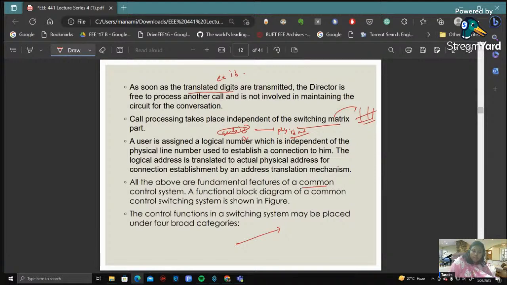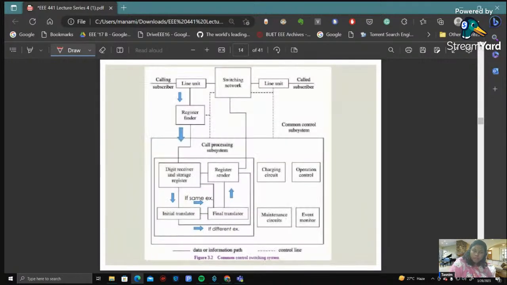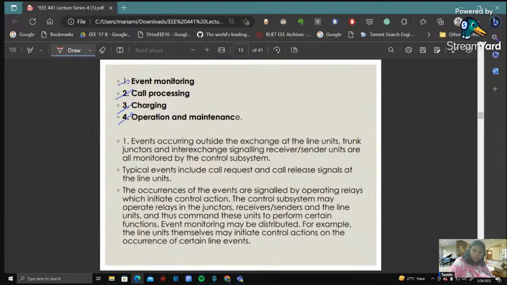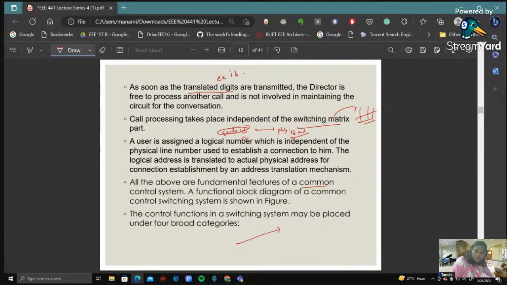A functional block diagram of a common control system is shown in the figure. So this is the common control system. In summary, we will study it later. The control functions in a switching system may be placed under four broad categories. We will study the control functions of switching systems after a short break.